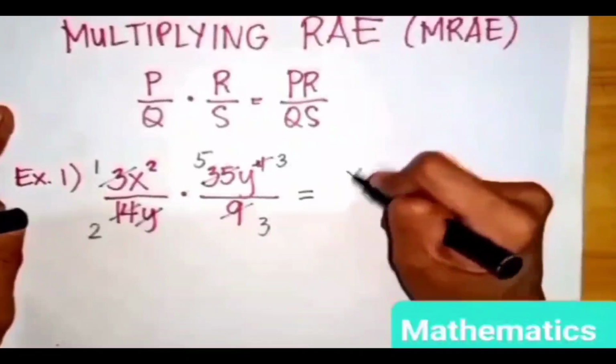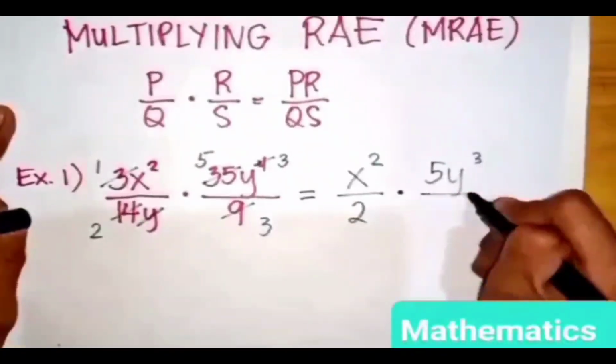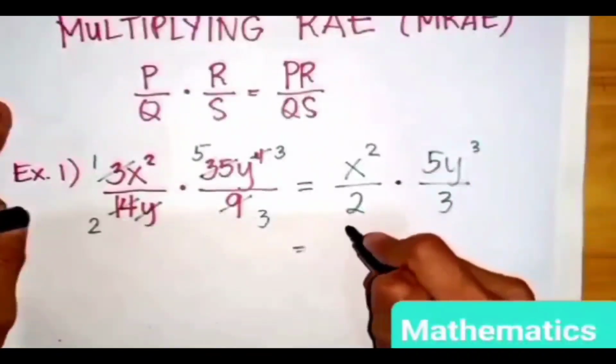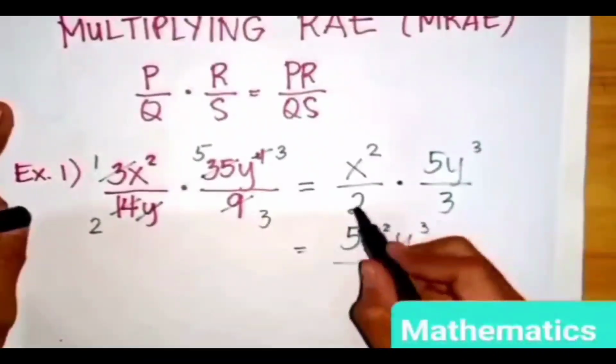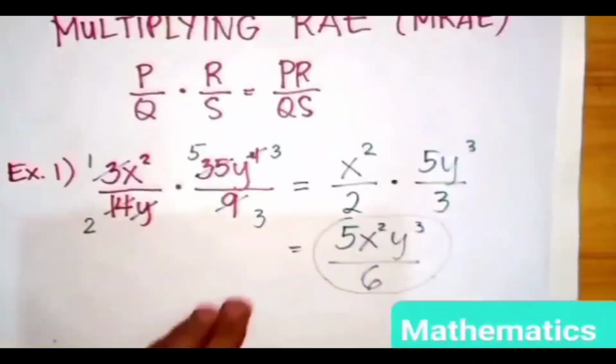So we have 1x squared, or kahit x squared na lang, over 2 times 5y cubed over 3. At yan na ngayon ang i-multiply natin. So we now have x squared times 5y cubed is equal to 5x squared y cubed over 2 times 3, that's 6. Ito na ngayon ang product ng dalawang rational algebraic expressions natin. Ayun. Let's have example number 2.